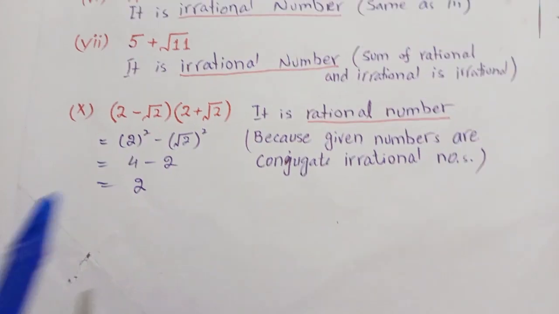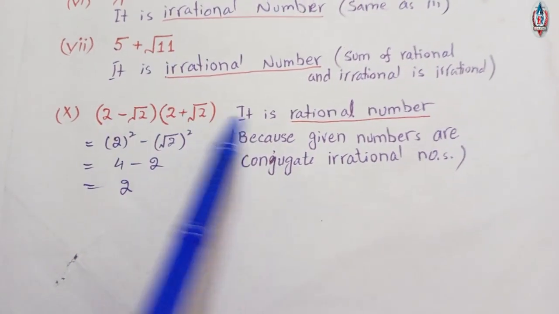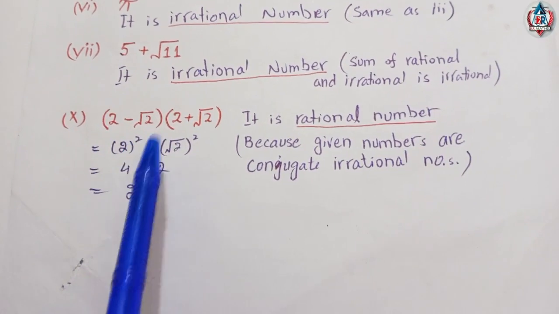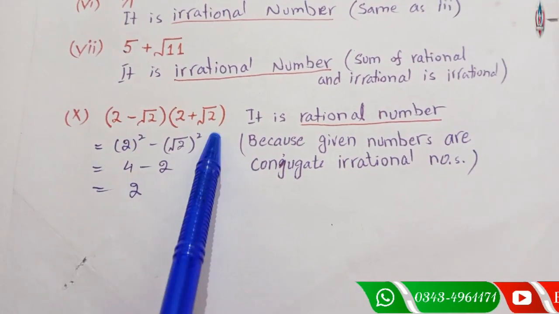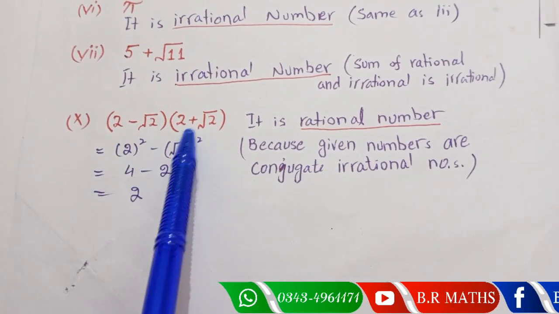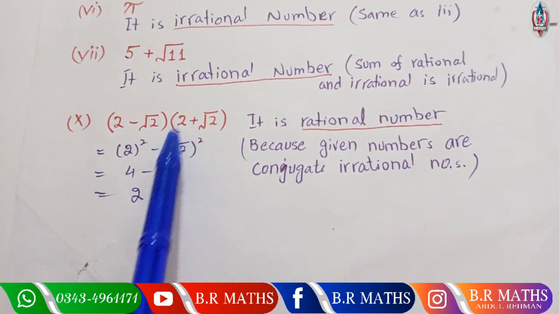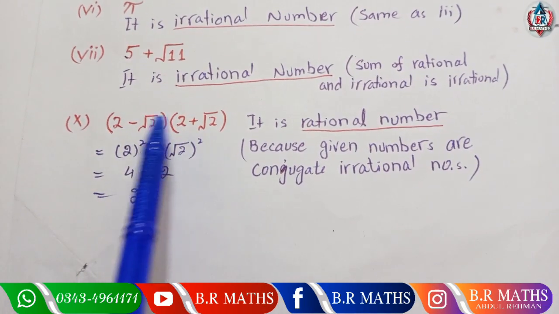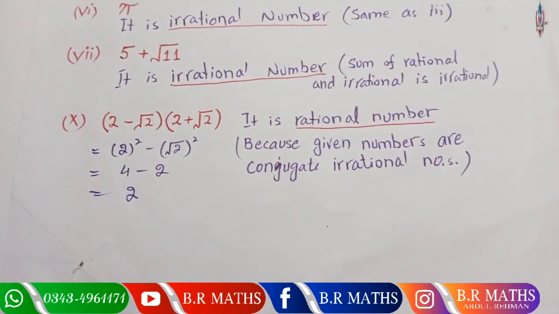And next, the 8th and 9th parts are the same as the previous question, and the last part, the 10th, is 2 minus square root 2 and 2 plus square root 2. So for both numbers, see the product of the two numbers, 2 minus square root 2 and 2 plus square root 2. According to the law, the product of two such irrational numbers is rational.